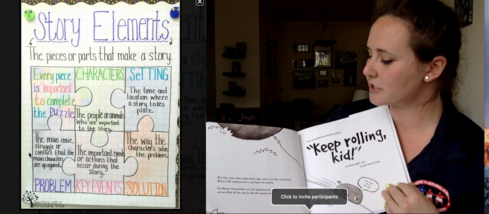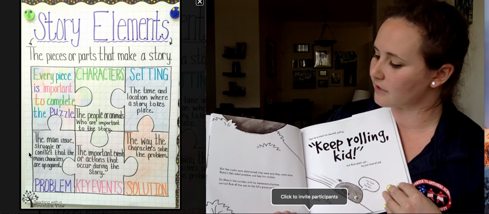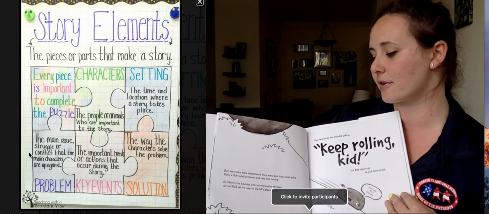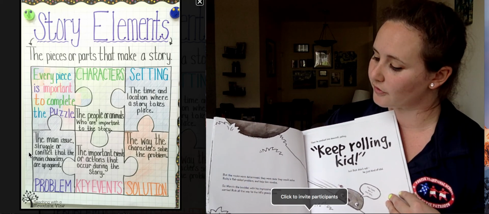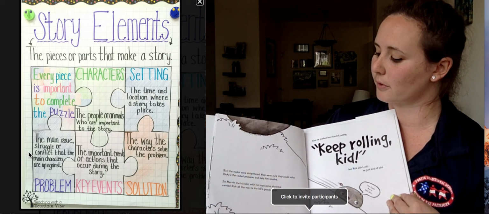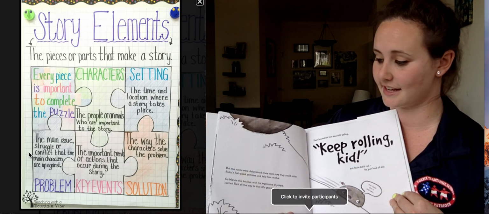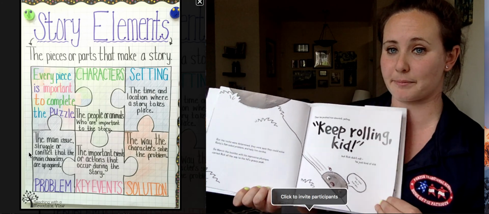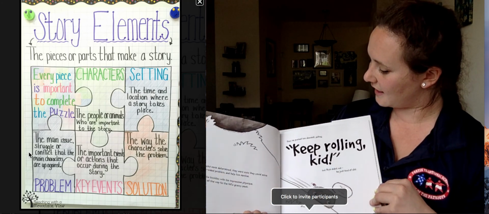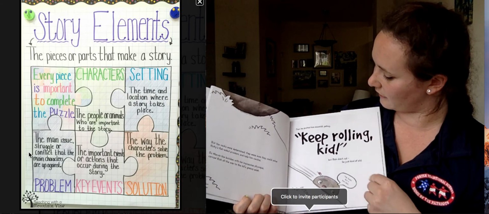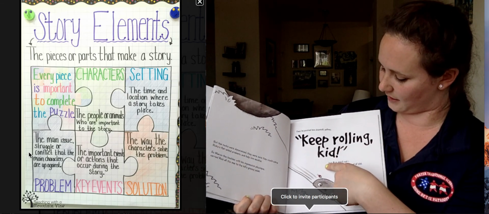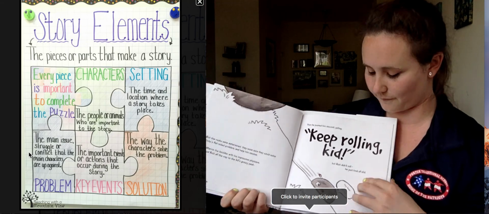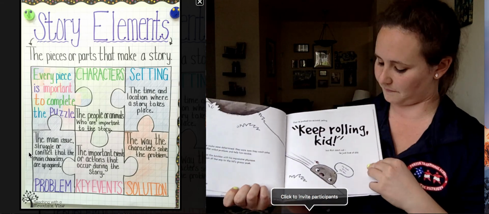But the rocks were determined. They were sure they could solve Ricky's flat-sided problem and help him revolve. So Marvin the Boulder, with his impressive physique, carried Rick all the way to the hill's grassy peak. Then he pushed him downhill, yelling, "Keep rolling, kid!" But Rick didn't roll. He just kind of slid.